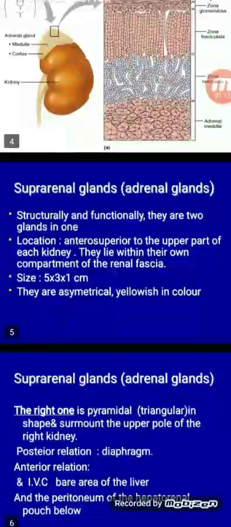The suprarenal glands or adrenal glands, structurally and functionally, are 2 glands in one, located anterior superior to the upper part of each kidney. They lie within their own compartment of the renal fascia.